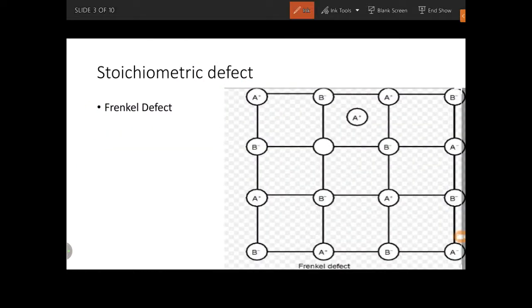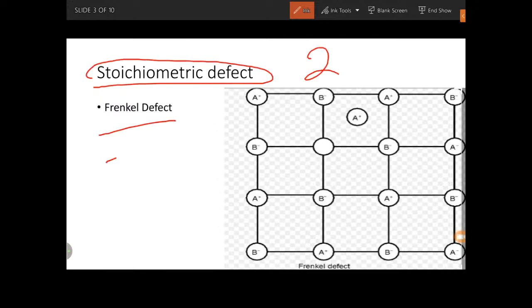Now in the syllabus, we have two types of stoichiometric defect. One is known as Frenkel and the other is known as Schottky. First of all, let's understand what is Frenkel defect, then we will move on to Schottky defect.